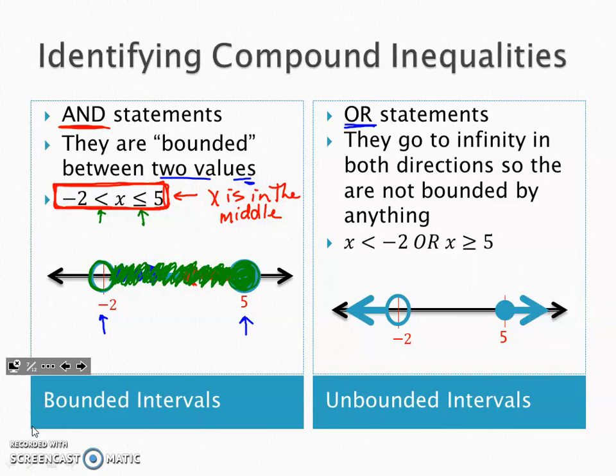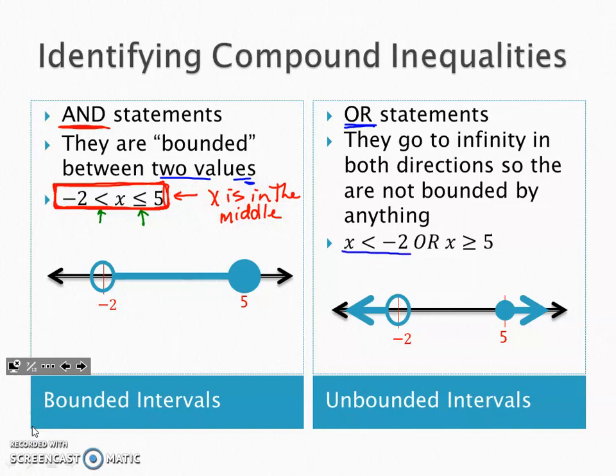Okay? So your bounded intervals are bounded between two numbers. Your unbounded intervals are both going to be shooting off into infinity. So bounded intervals will look like it's bounded between two numbers. Your unbounded intervals are shot off into infinity in either direction. Okay? Graphing unbounded intervals, I think, is a lot easier.